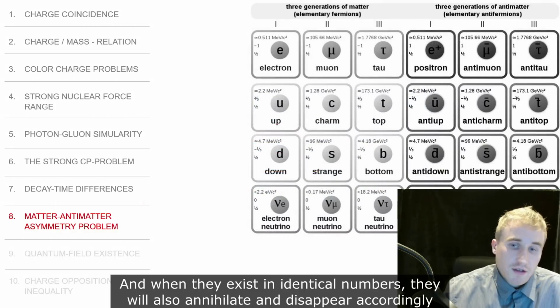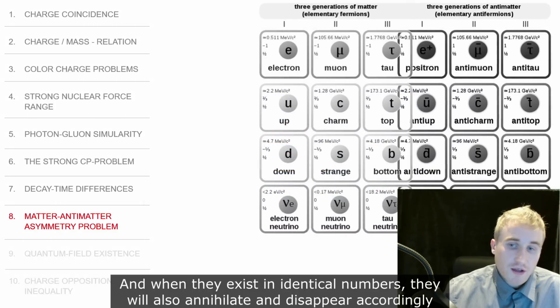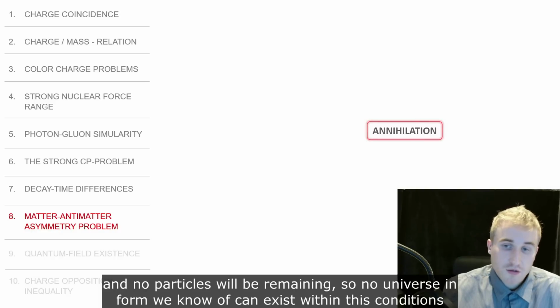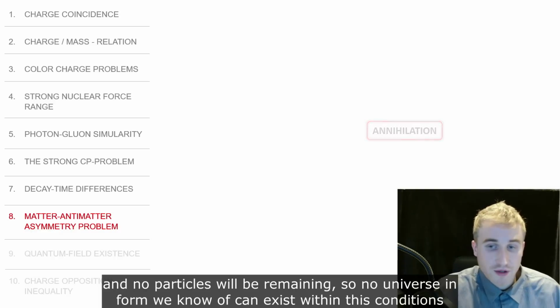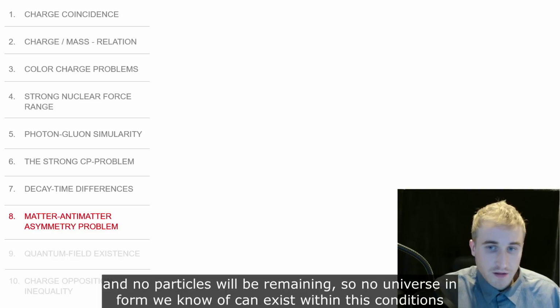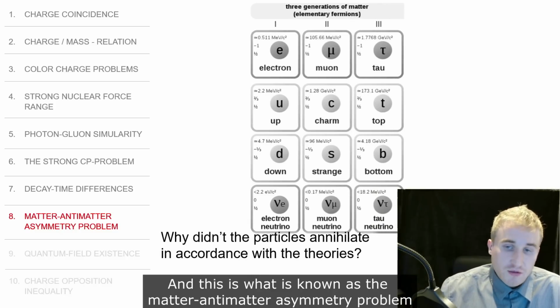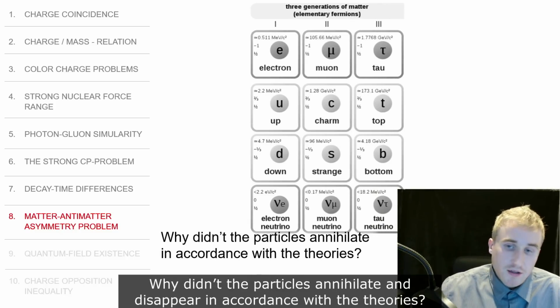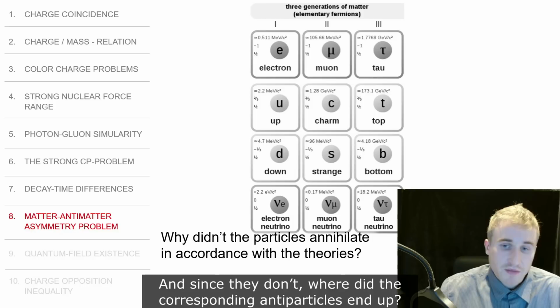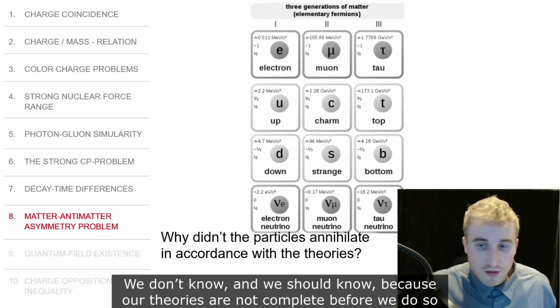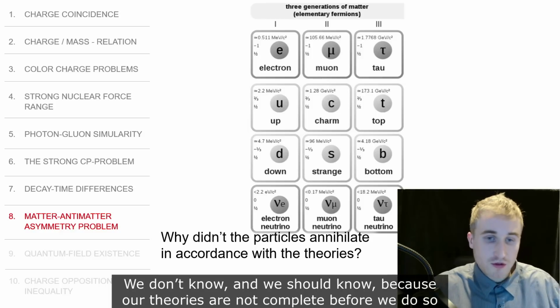And when they exist in identical numbers, they will also annihilate and disappear accordingly, and no particles will be remaining, so no universe in the form we know of can exist within these conditions. And this is what is known as the matter-antimatter asymmetry problem. Why didn't the particles annihilate and disappear in accordance with the theories? And since they don't, where did the corresponding antiparticles end up? We don't know, and we should know, because our theories are not complete before we do so.